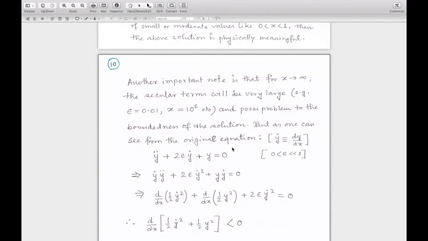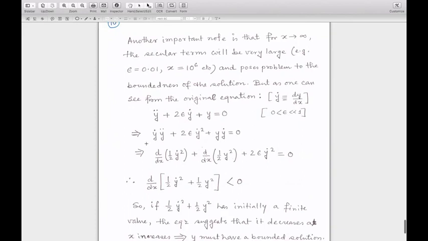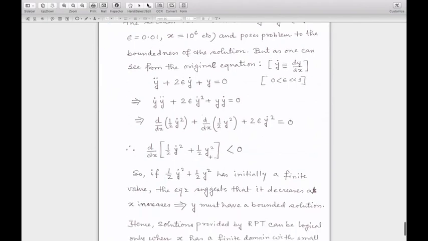You can say, well, maybe it has a solution of infinity. Well, now have a look at this equation: y double dot plus 2 epsilon y dot plus y is equal to 0. If you multiply by y dot throughout, you will have d/dx of half y dot square, where y dot means dy/dx, plus d/dx of half y square, plus 2 epsilon y dot square is equal to 0. Now epsilon is positive by definition, it's only between 0 and 1, and y dot square is positive. So d/dx of this quantity, the sum of two positive definite quantities, will be less than 0.